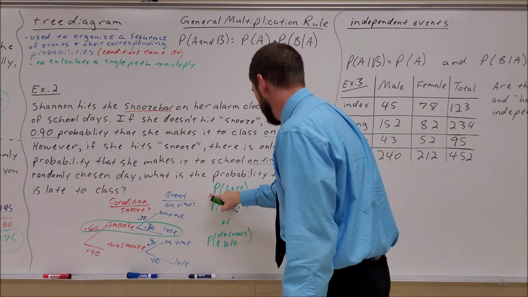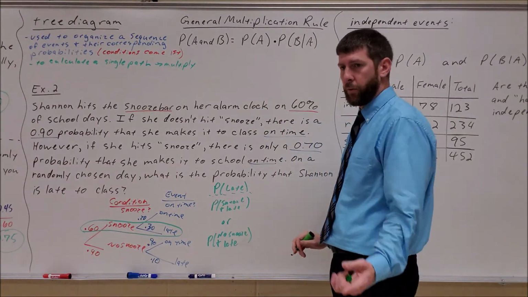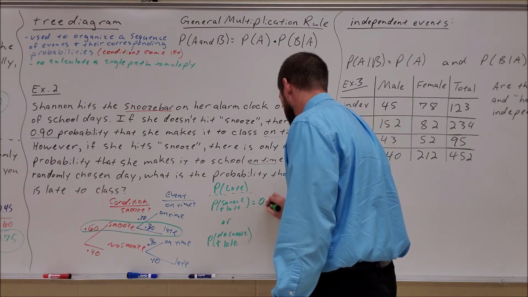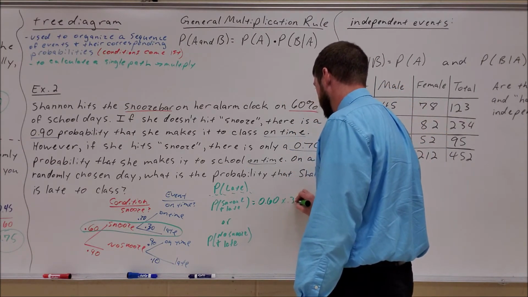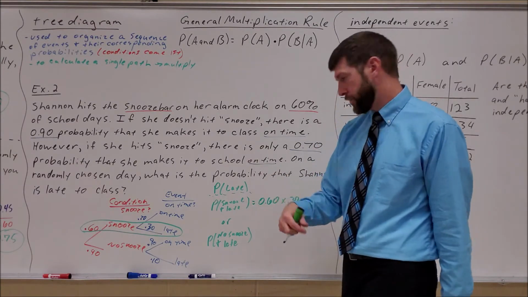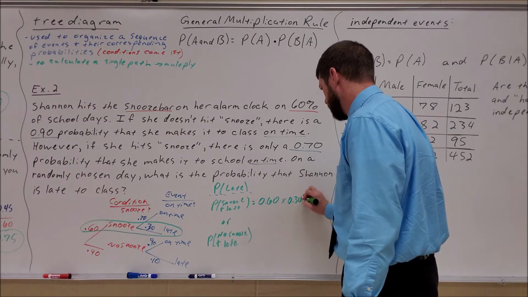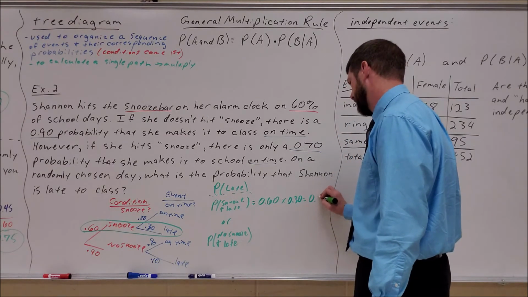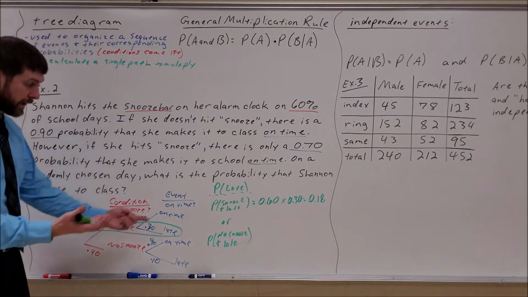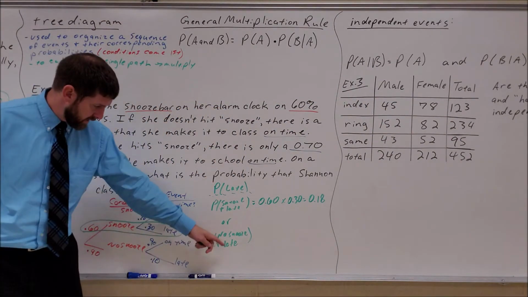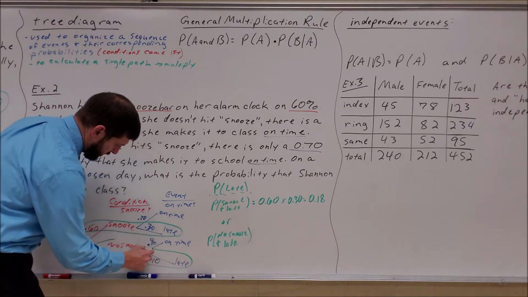So what we need is the 0.60 for snoozing times the 0.30 for being late after snoozing, which is equal to, I think, 0.18. Okay. All right, now let's calculate the probability that she no snoozed and still ended up late.